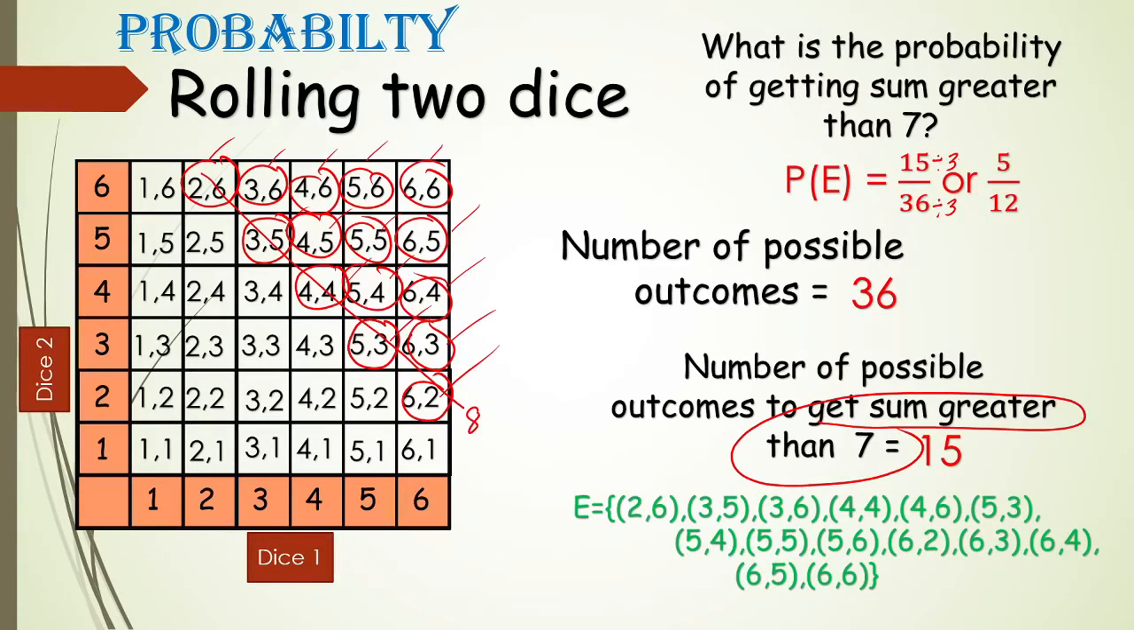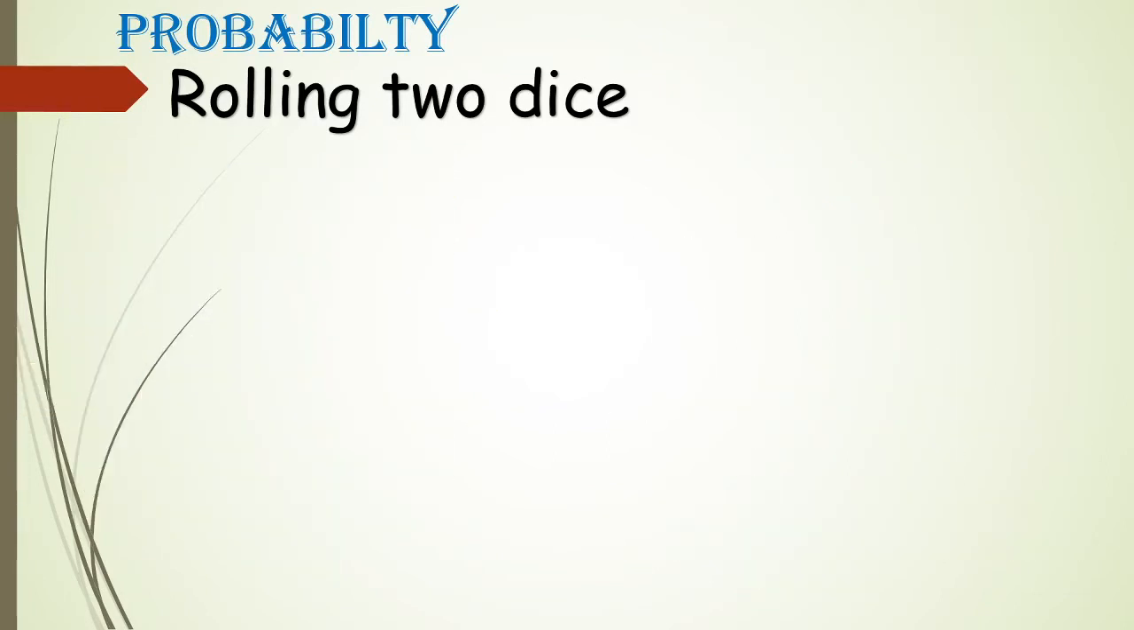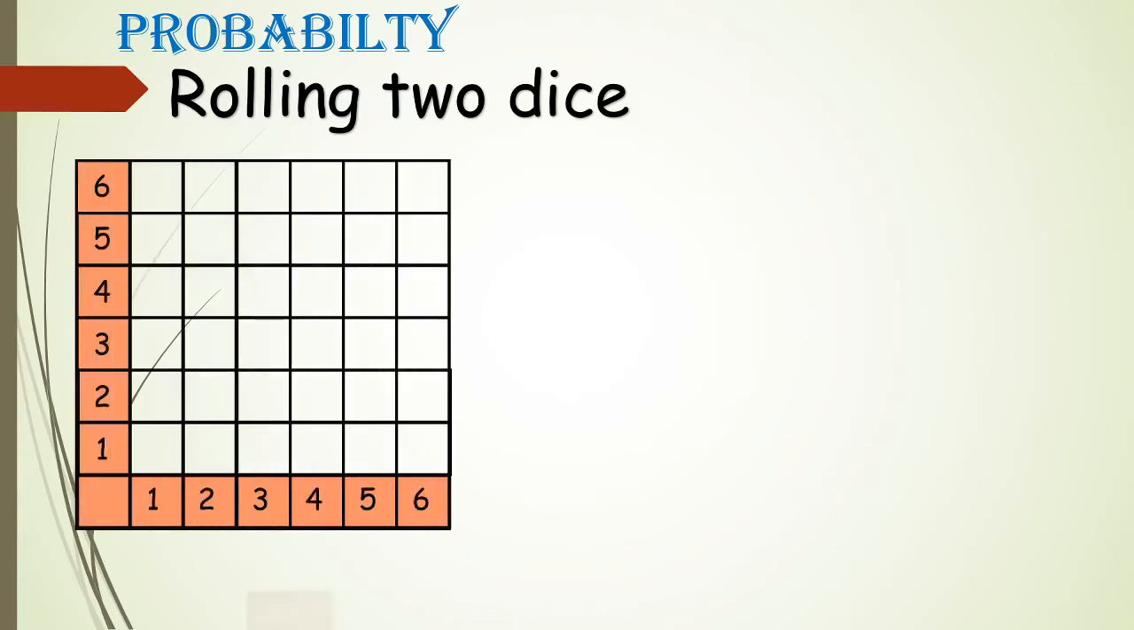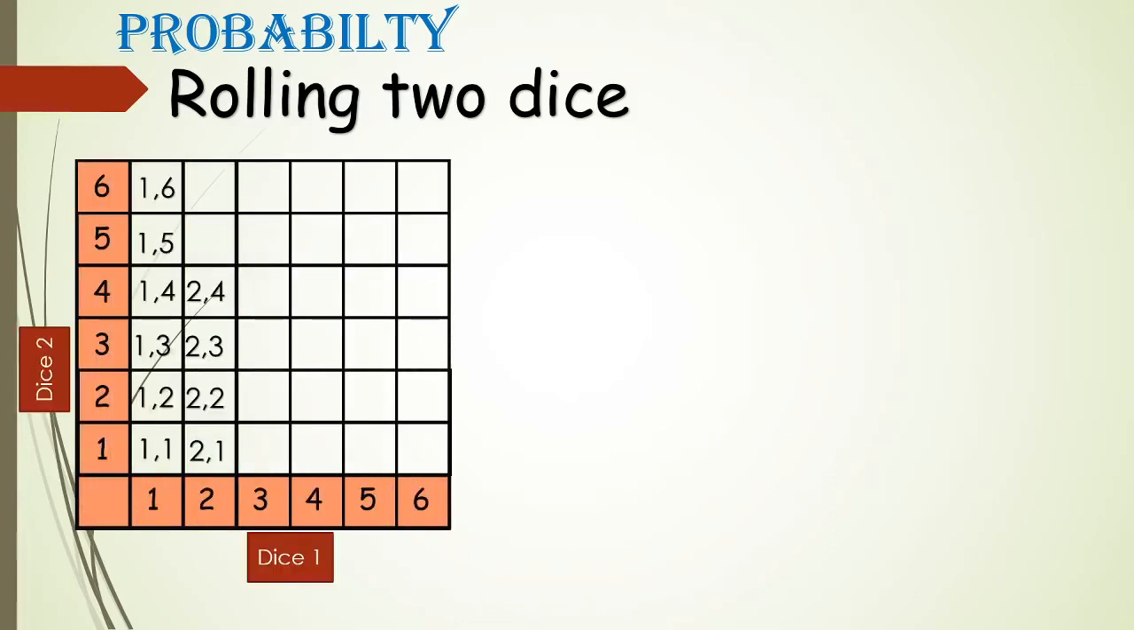Okay? This time, we're rolling 2 dice again. We have the outcomes here.